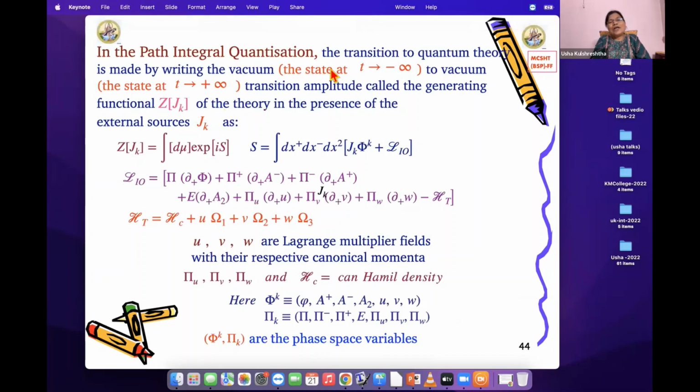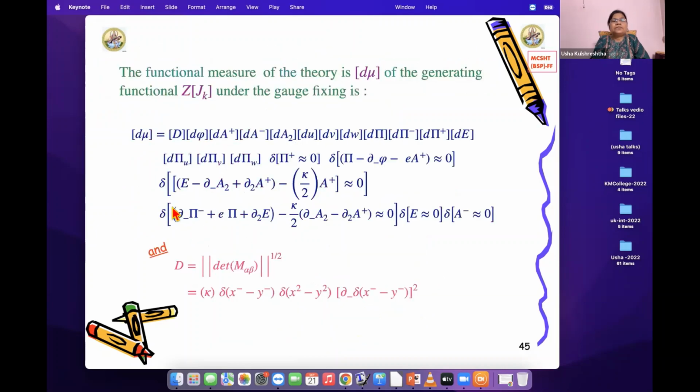Now, for the path integral quantization of this theory, one can make the transition to the quantum theory by writing down the vacuum to vacuum transition amplitude, which is called the generating functional Z of the theory. In the presence of the external source J_K, for example, I have written here the functional measure of the theory, and this is the exponential of iS, where S is the action of the theory. This is the action, where this one is the first order Lagrangian. These phi_K are the phase space variables of the theory, and these are the corresponding momenta of the theory. And this one is the total Hamiltonian density.